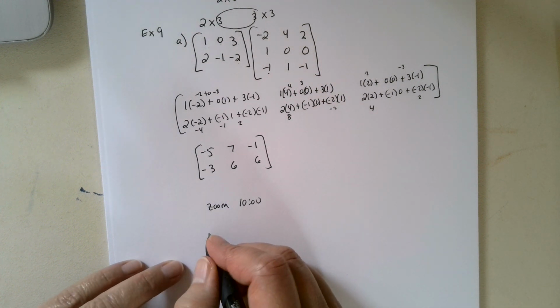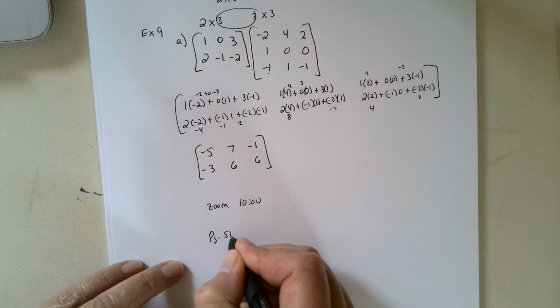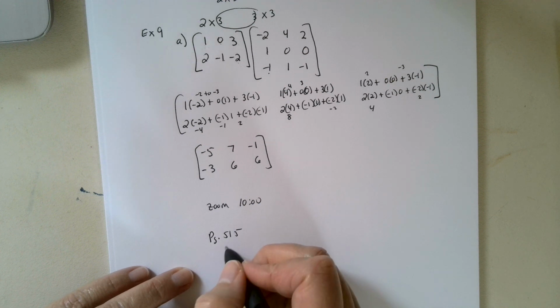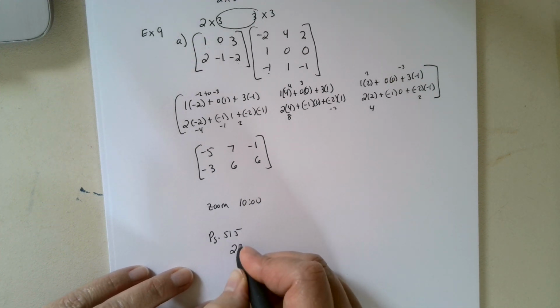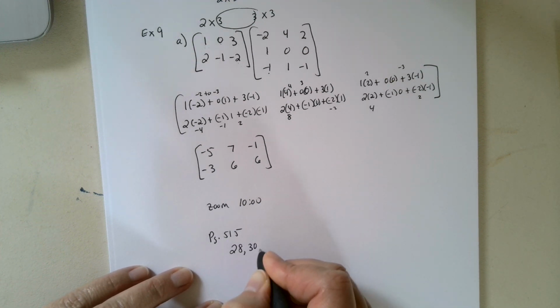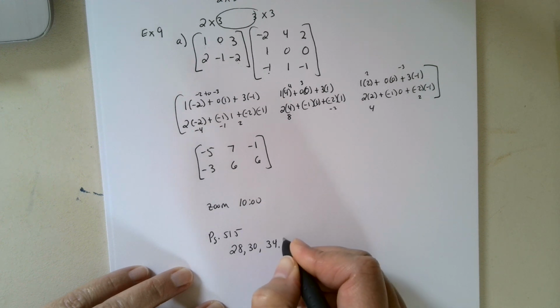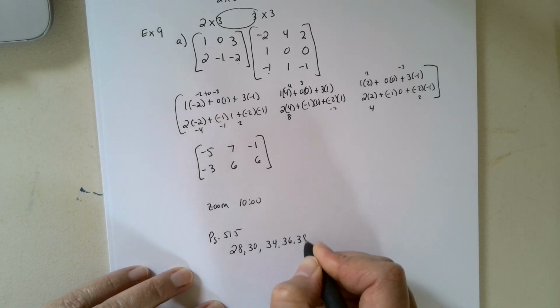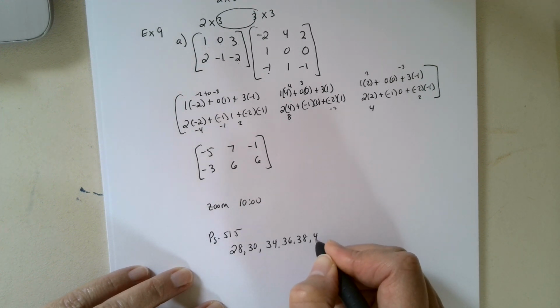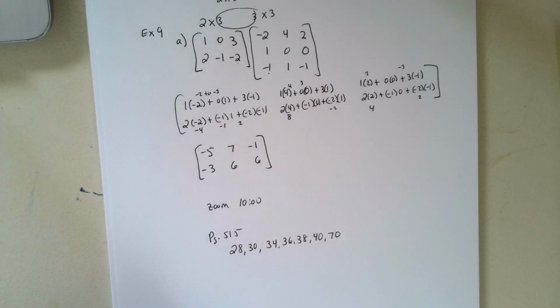Your work for today begins on page 515. I want you to work number 28, 30, 34, 36, 38, 40, and 70. So 28, 30, 34, 36, 38, 40, and 70.